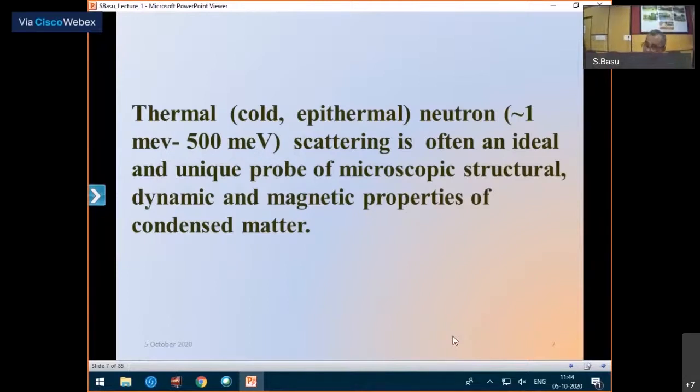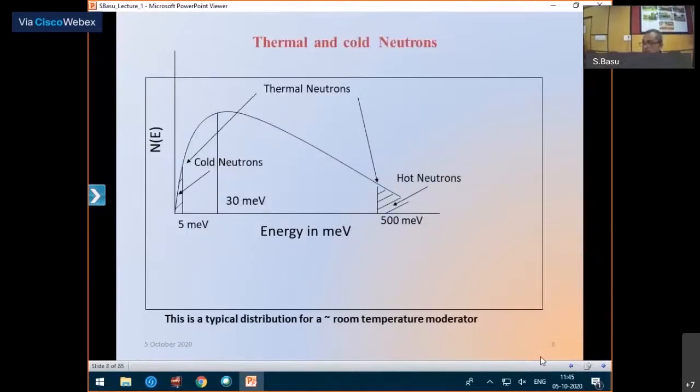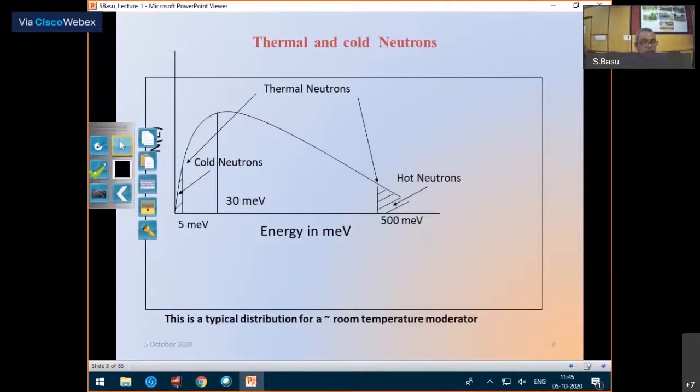In addition, the energy of these neutrons is quite low. Unlike a 1 angstrom X-ray, which may have an energy of tens of kilo electron volts, this neutron has an energy of millielectron volts. So I would like to explain this to you.